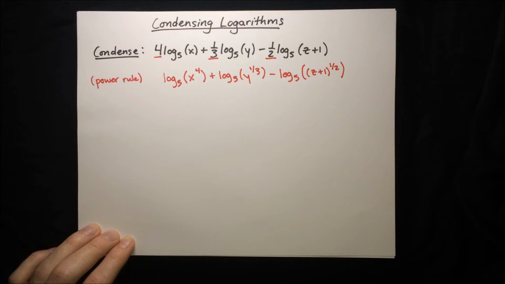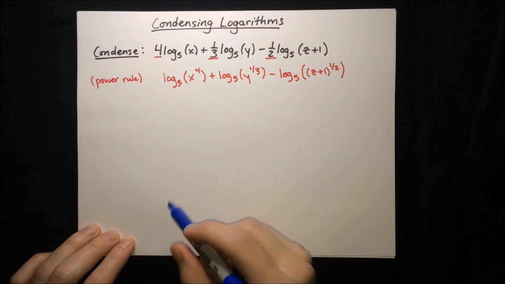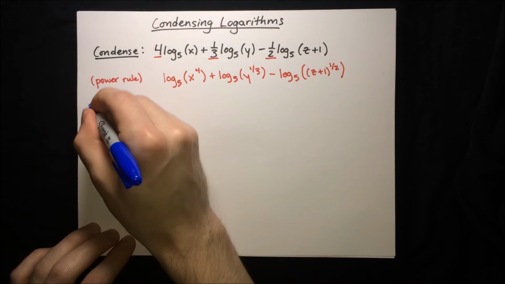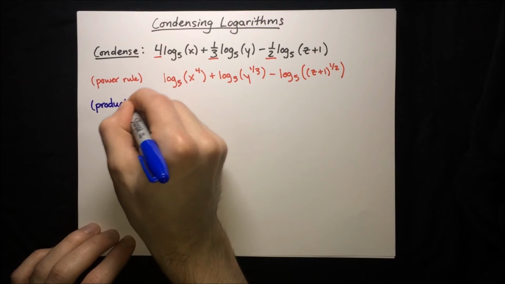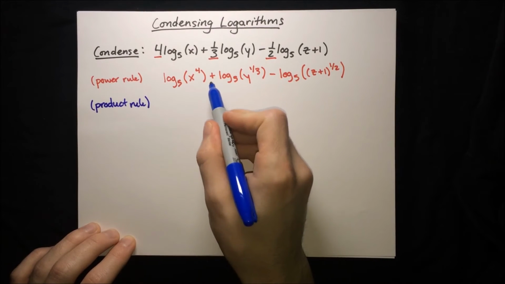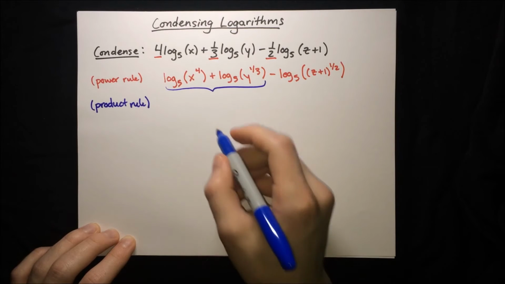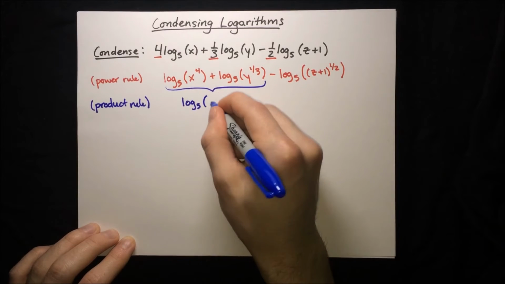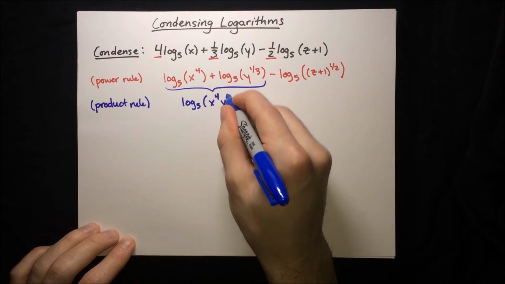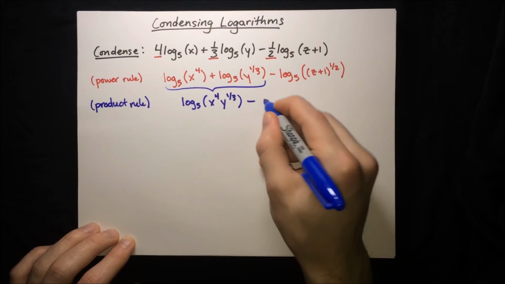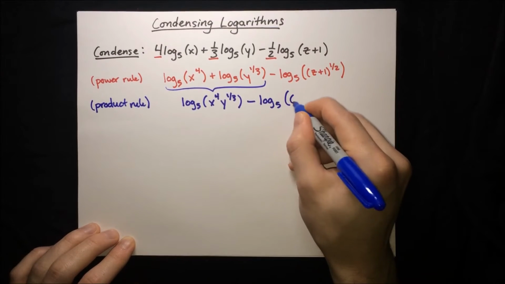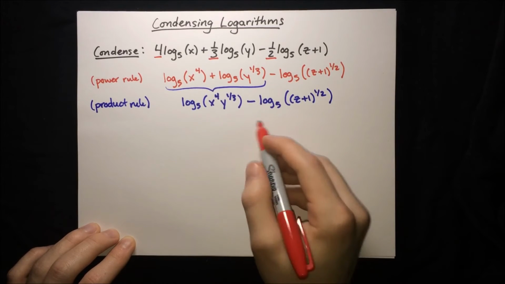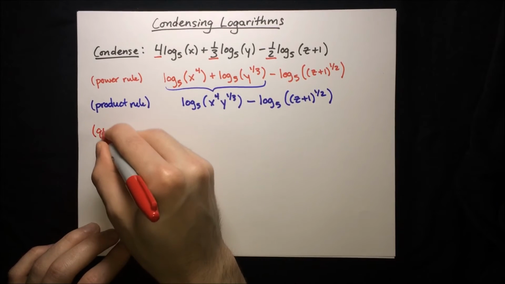All right, so now that we don't have any coefficients on the logs, we are free to go ahead and use the product rule and the quotient rule. So we'll start off using the product rule, because the first two terms have a plus here. And when we combine these first two terms, we just multiply the insides, and we get log 5 of x to the 4th times y to the 1/3. But then we've still got our minus log 5 of the z plus 1 to the 1/2. And to combine these two logs, since there's a minus sign, we can use the quotient rule.